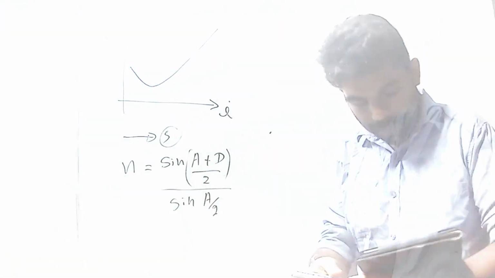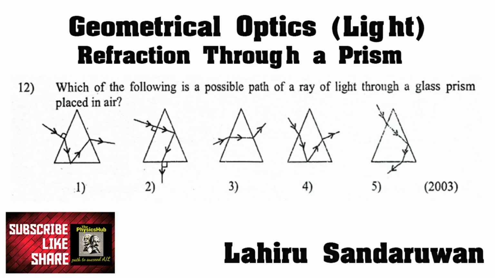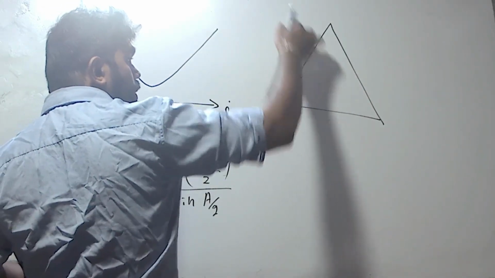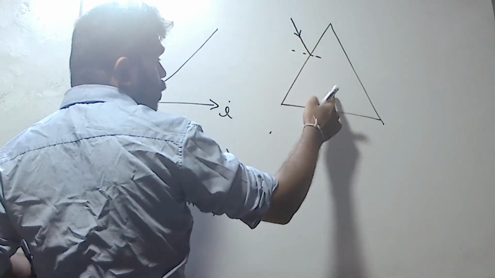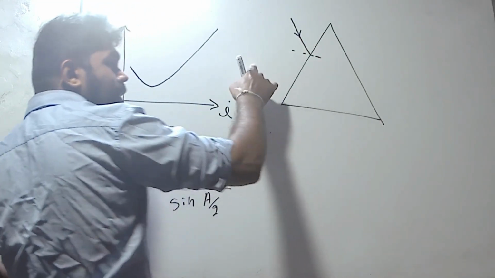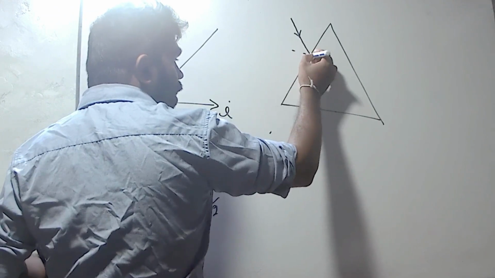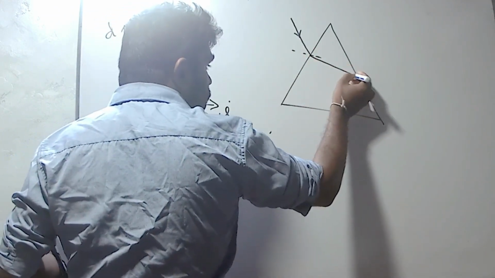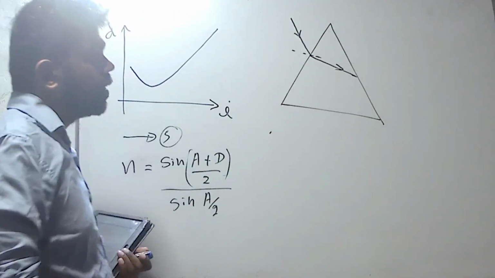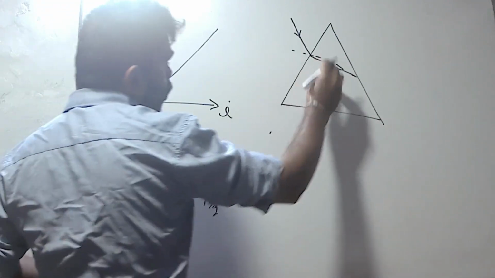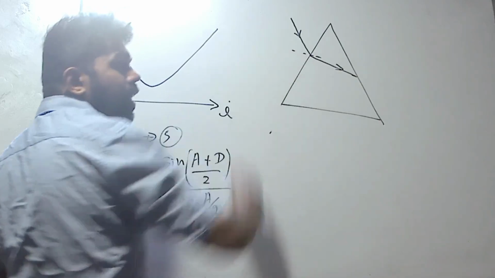Which of the following is a possible path of a ray of light through a glass prism placed in air? We can consider a ray like this. Refractive index of the prism medium is greater than the refractive index of the outer medium. Therefore, this light ray should move like this. It is deviating towards the perpendicular line because this is the denser medium, this one is the rare medium.